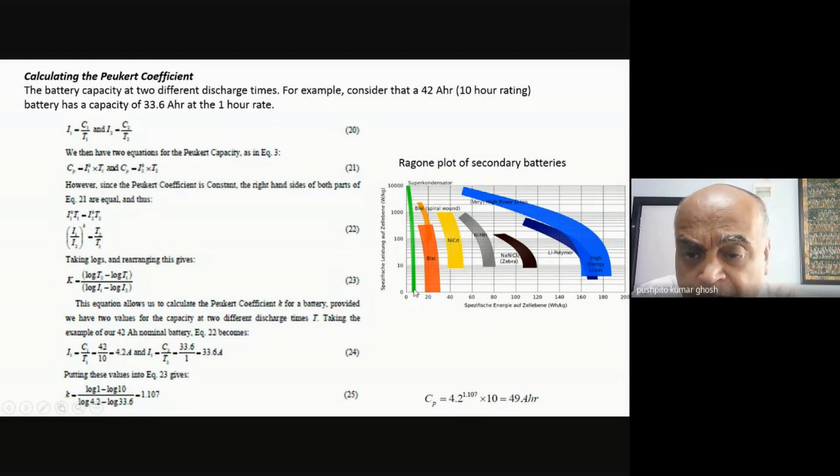I took this from a German publication. That's why some of these are in German. And what you can see is that this axis is power, watt per kg. This is the power density. And this is your specific energy, watt hour per kg. So if you try to operate the same battery delivering a higher power, I'll end up with a lower specific energy. That's what this says.